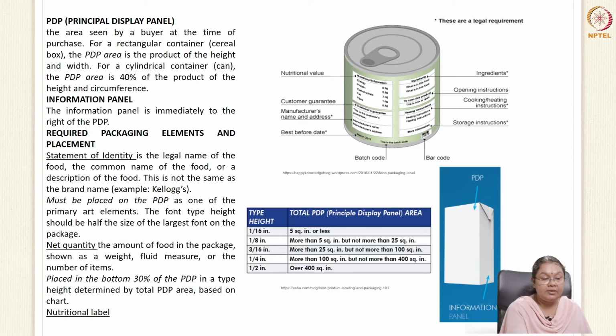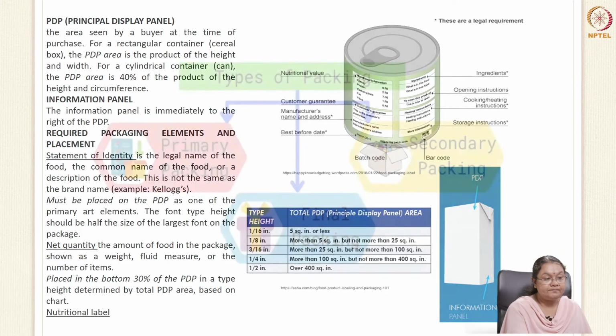It should be the primary element which comes in the front and which the consumer must be able to see immediately. And the font height should be half the size of the largest font on the package. The requirements clearly mention what the font size should be, what the width of the font should be, and how legible it should be. So such details are very important. Also the net quantity of the product is important, and then nutritional labeling.